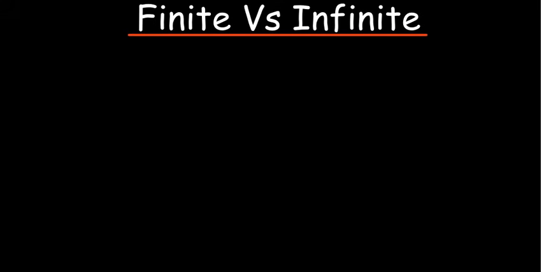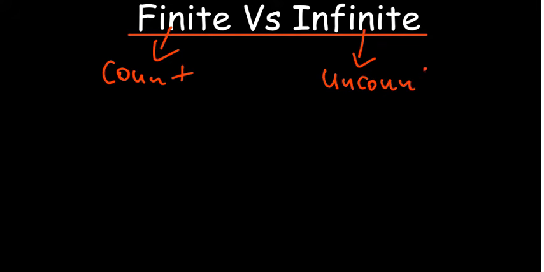What exactly is the difference? So finite means countable. You're able to count the number of elements, or you know the exact number of elements of a given set. An infinite set is a set where even if you attempt to count, you cannot. So uncountable number of elements.